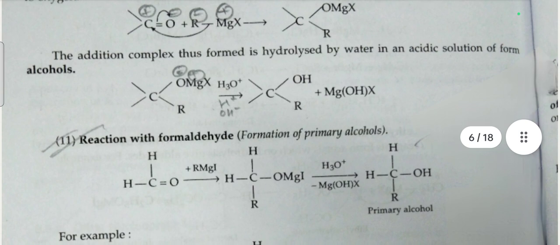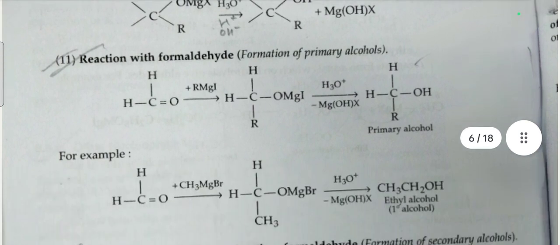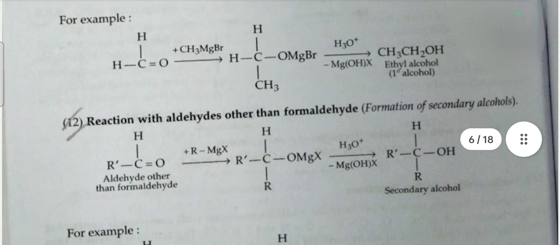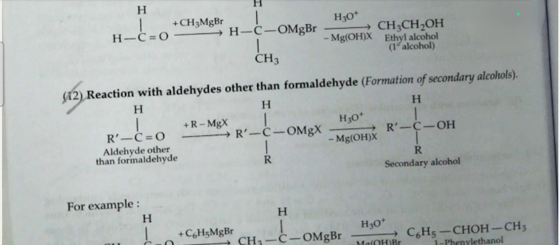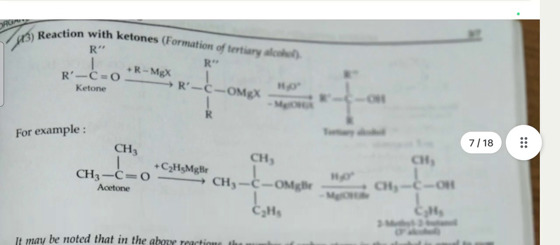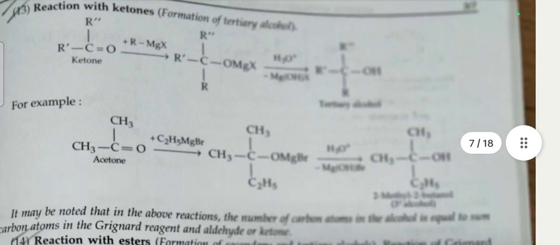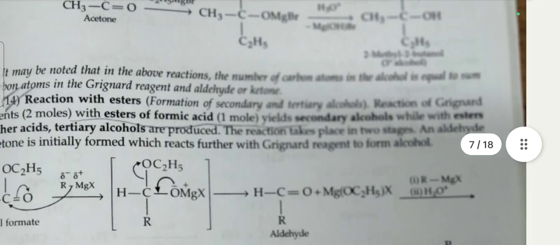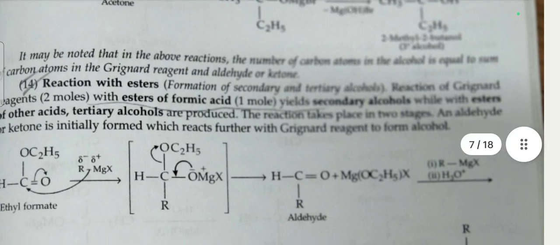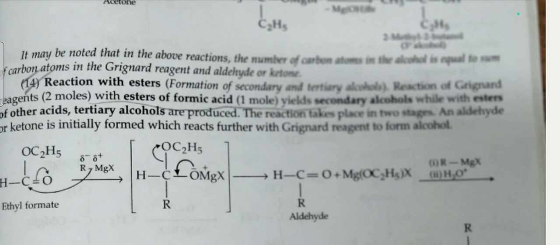Reaction with formaldehyde gives rise to the formation of primary alcohols. Reaction with aldehydes other than formaldehyde gives rise to the formation of secondary alcohols. Reaction with ketones gives rise to the formation of tertiary alcohols. It may be noted that in the above reactions, the number of carbon atoms in the alcohol is equal to the carbon atoms in the Grignard reagent and aldehyde or ketone.